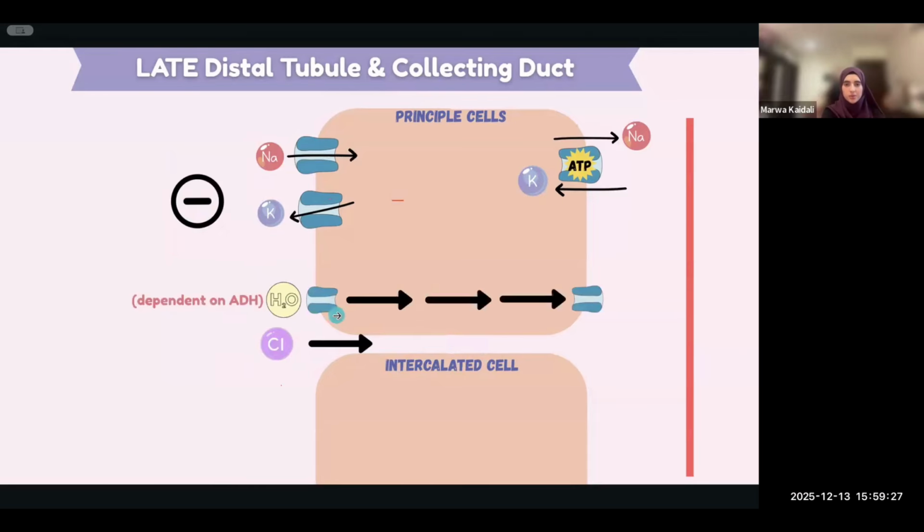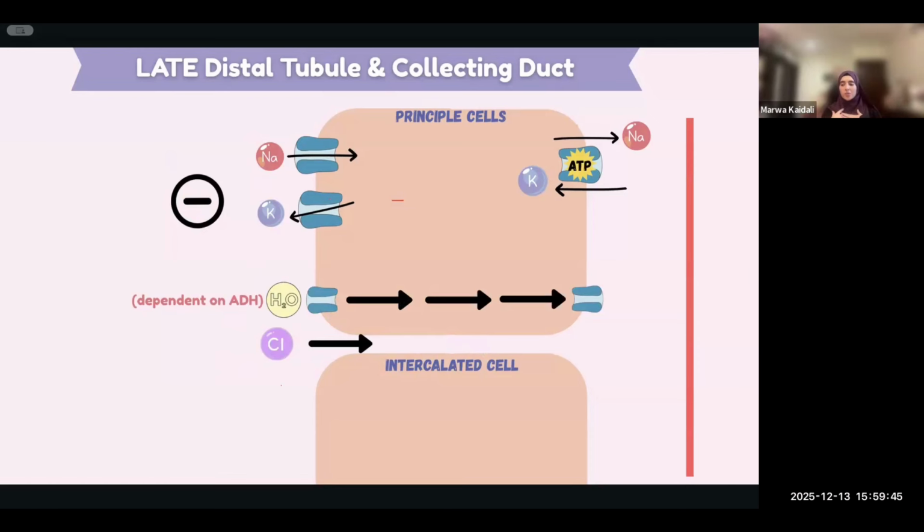And then something else that we see in the principal cells is water reabsorption. Now, this water reabsorption only occurs if we have a specific hormone called ADH. We're going to be talking about this a lot in the third lecture, but just have an idea of it right now. So we're going to have water reabsorption in the principal cells only if ADH is present.